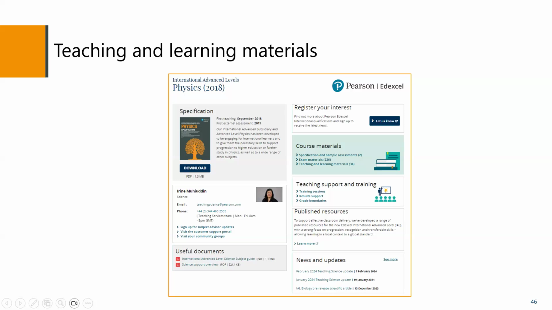The easiest way to find that page, in my experience, is to use a search engine. There are direct URLs, direct addresses, but it's much easier to use a search engine such as Google or DuckDuckGo or whatever, and type in IAL or International Advanced Level, Edexcel and Physics, and it will find this page.